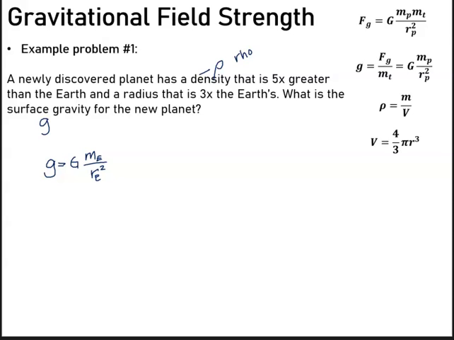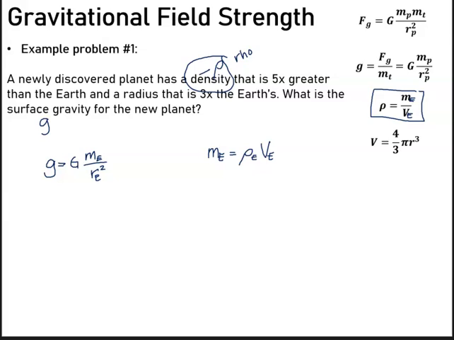Now, we have to include density because that's the information we're given. If I look at the density equation, density is mass divided by volume. I need to find a way to put density in here. Well, I can do that with mass if I have the volume of the Earth. So I can solve this for the mass of the Earth is equal to the density of the Earth times the volume of the Earth.